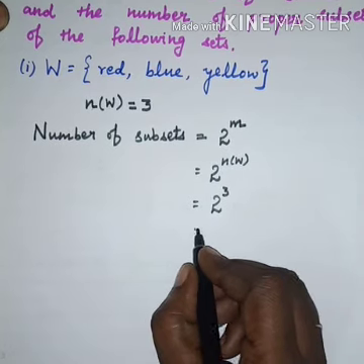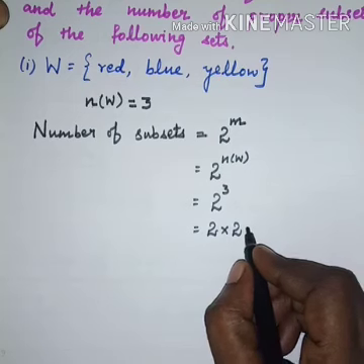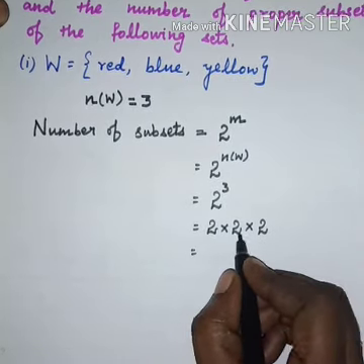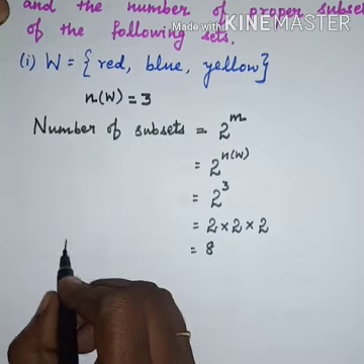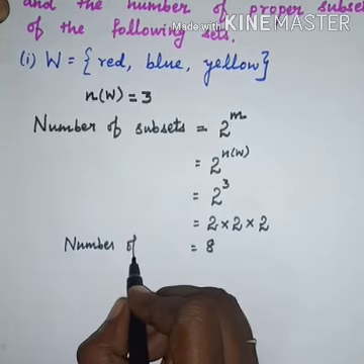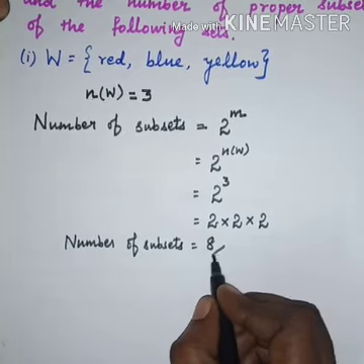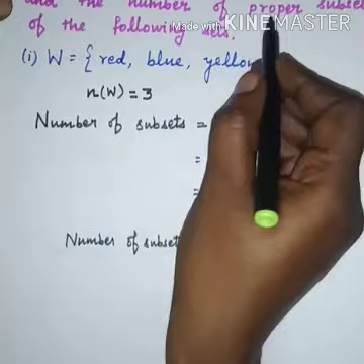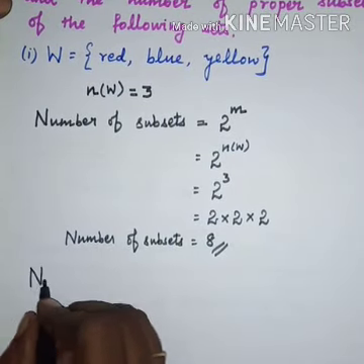So 2 power 3 is nothing but we have to multiply 2 three times, 2 into 2 into 2. So 2 2s are 4, 4 2s are 8. So the number of subsets is equal to 8. Now we have to find the number of proper subsets.